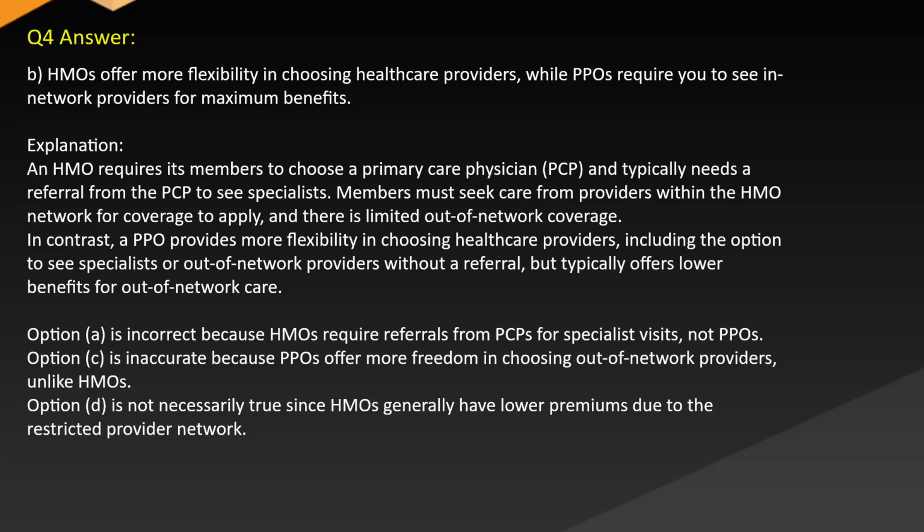Answer. B. HMOs offer more flexibility in choosing healthcare providers, while PPOs require you to see in-network providers for maximum benefits. Explanation. An HMO requires its members to choose a primary care physician, PCP, and typically needs a referral from the PCP to see specialists. Members must seek care from providers within the HMO network for coverage to apply, and there is limited out-of-network coverage. In contrast, a PPO provides more flexibility in choosing healthcare providers, including the option to see specialists or out-of-network providers without a referral, but typically offers lower benefits for out-of-network care.